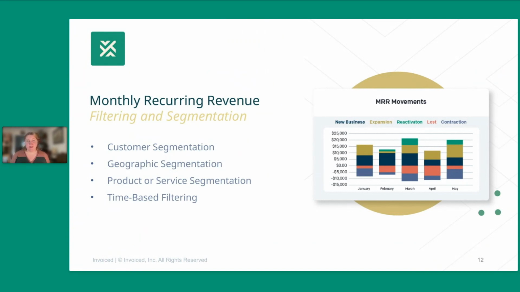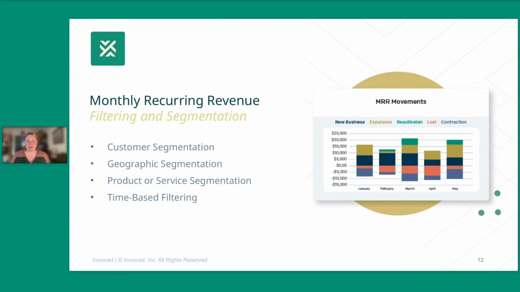Geographic segmentation, analyzing MRR based on different regions or countries. It's crucial for understanding market penetration and regional performance. Product or service segmentation, separating MRR based on different products or services offered. This aids in determining which offerings are driving growth. Time-based filtering, looking at MRR trends over different time frames: monthly, quarterly, annually. This provides insights into seasonal patterns and long-term trends.